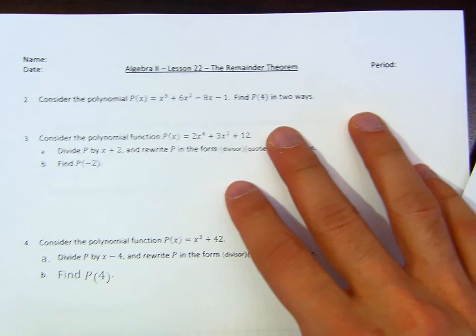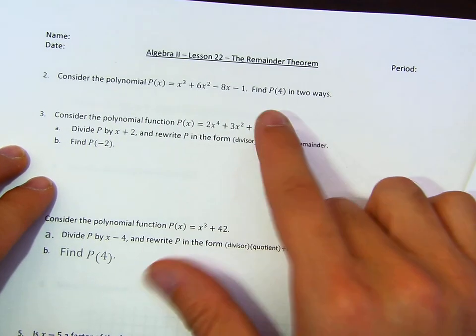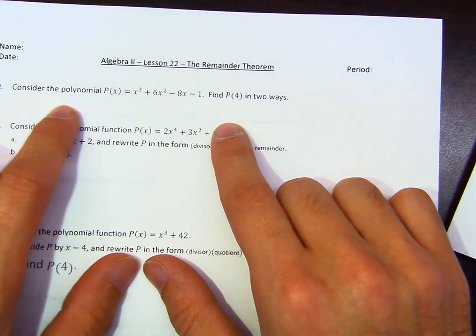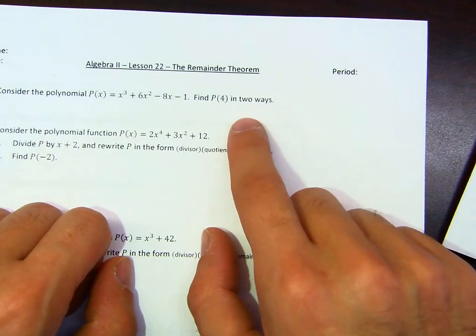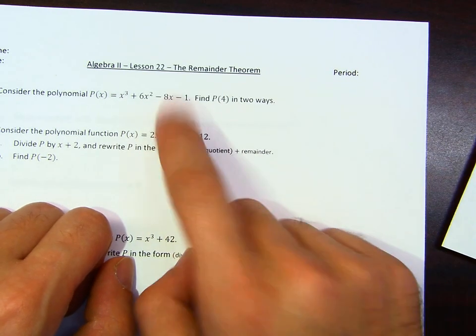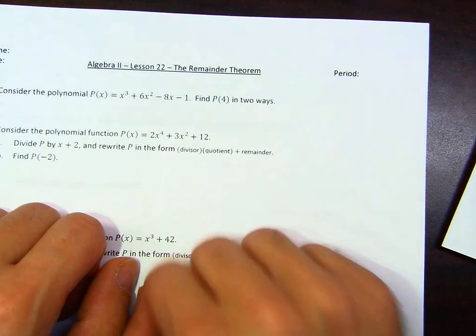And for the rest, you can do it. Try and do this by yourself. It says, consider the polynomial p of x. Find p of 4 in 2 different ways. How can you do this in 2 different ways? Have fun.